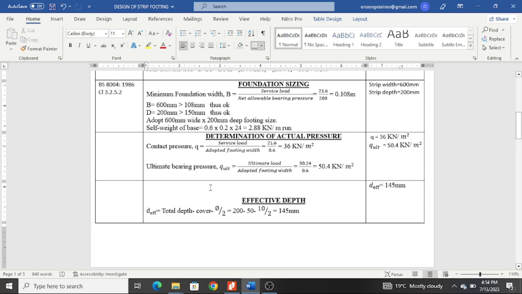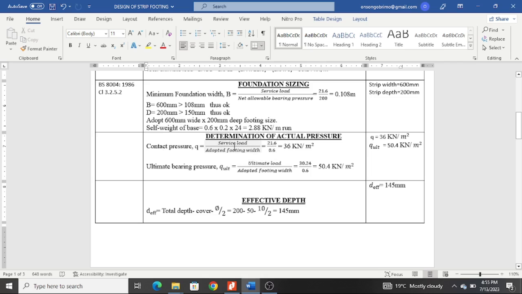After determining that the size is okay, you now move to determination of the actual pressure that this structure will have on the soil. And the first thing is the determination of the contact pressure. To get this contact pressure, you normally take the service load and divide it by the adopted footing width. Again, this is not basically just width, it is width multiplied by length, so that this is supposed to be plan area. But since we are designing per meter run, we just do width here because it will be multiplied by 1 to get the plan area.